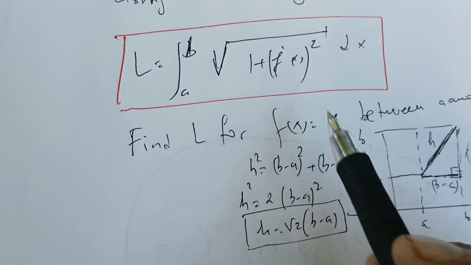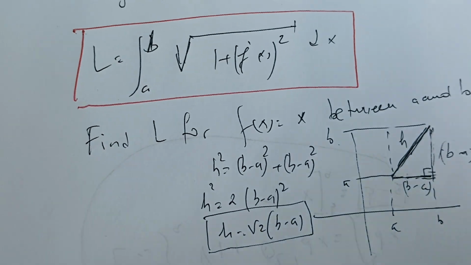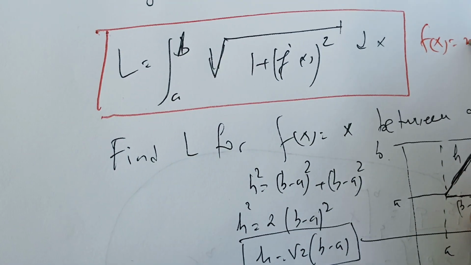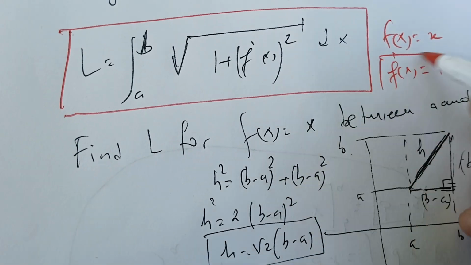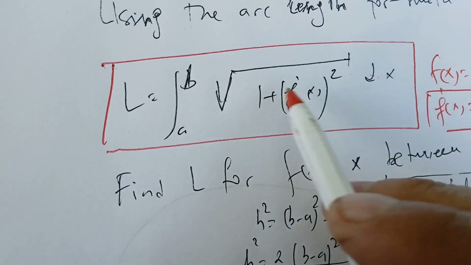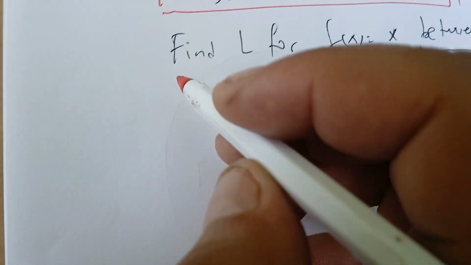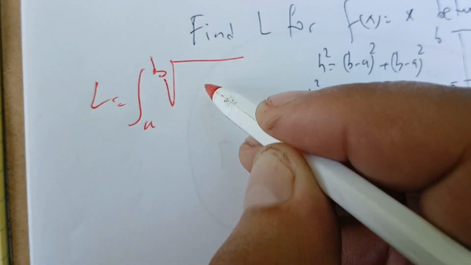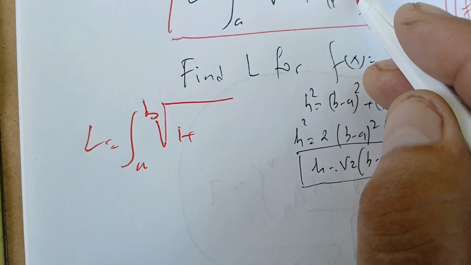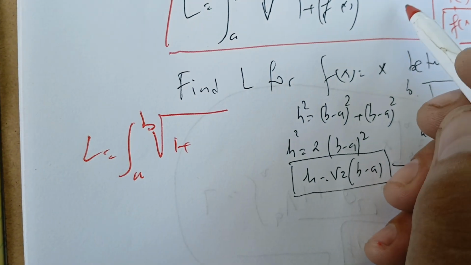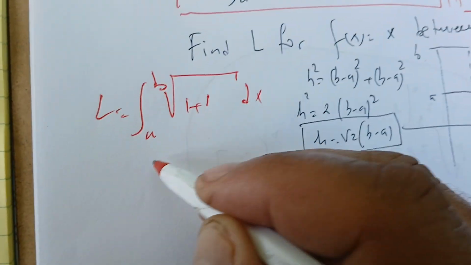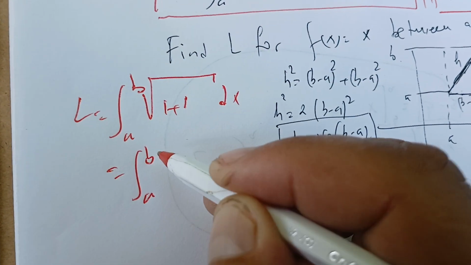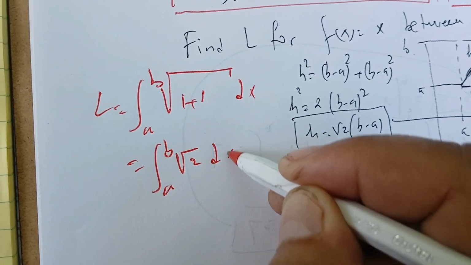In our case, our function is f of x equals x, and its derivative is just 1. So f prime of x is 1. Therefore, if we plug the values in, we see that L is the integral between a and b of the square root of 1 plus f prime squared, which is 1 squared. 1 squared is just 1. And this gives me the integral between a and b of the square root of 2 dx.